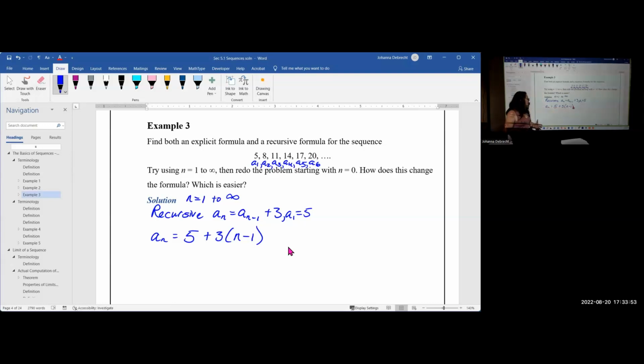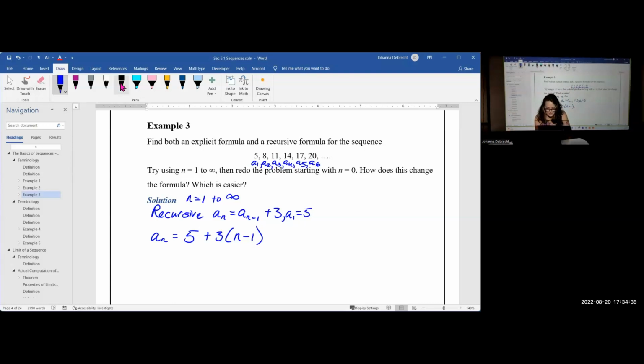Now, does it work for all of them? Well, let's check. I'm starting with a sub n at n equals 1. 1 minus 1 would give me 0, so I wouldn't add 3 at all. I just get 5. That generates a sub 1. Then I let n be 2. 2 minus 1 is 1, so I add 3 one time, which brings me to 8. And then I let n be 3. 3 minus 1 is 2, times 3 is 6, plus 5 is 11. This will generate the list of numbers. Clearly, this is a formula which is explicit, which can be used to generate the same list of numbers, but doesn't require knowing the interim values.